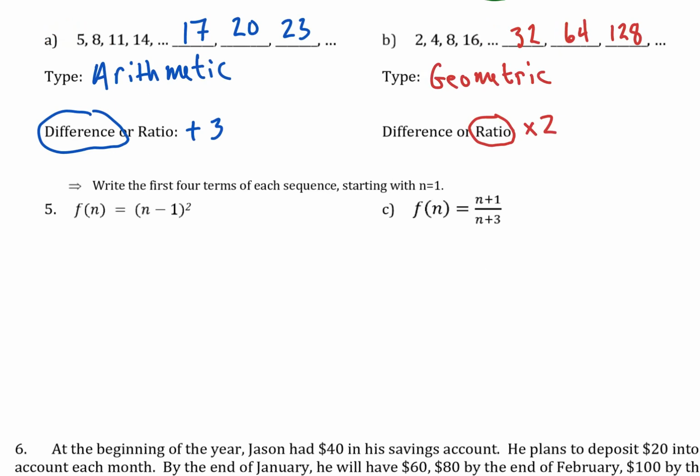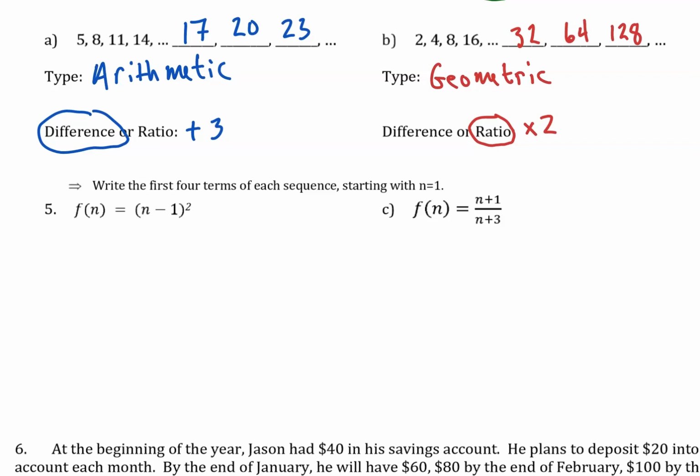All right, so there should have been your answers. First one was an arithmetic, second one was a geometric, and we would have 17, 20, and 23, 32, 64, and 128. First one's a difference, second one's a ratio, and then you just work them out.